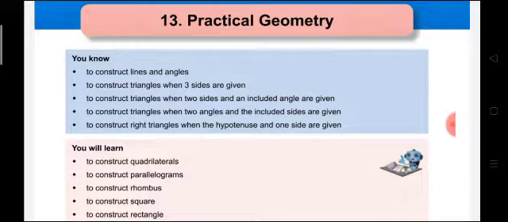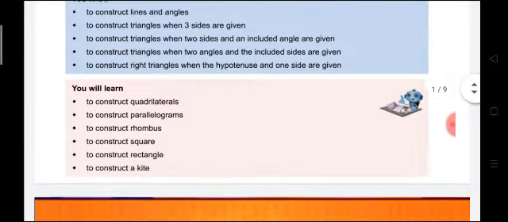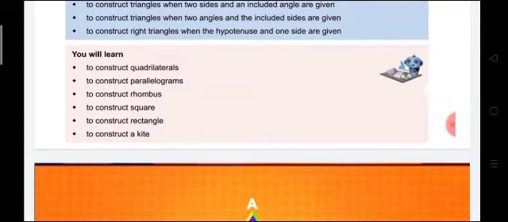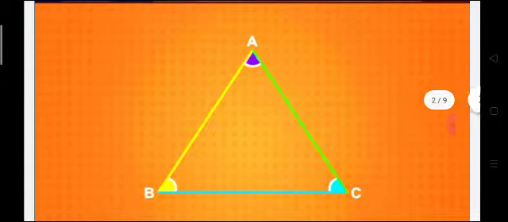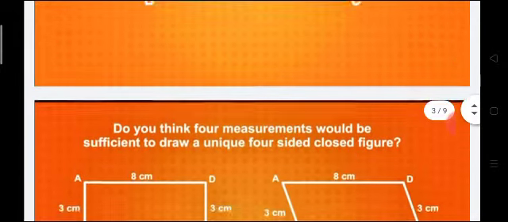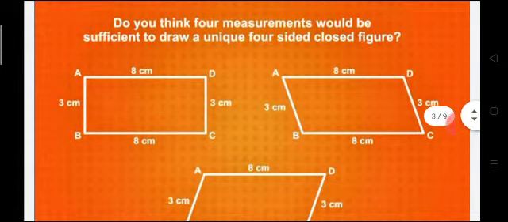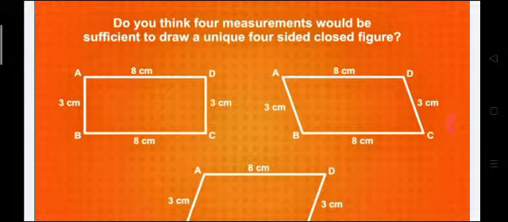Let us see with the triangles. In the 7th standard we learned about construction of triangles. If we have 3 sides we can construct a unique triangle. Okay. So now we will see about construction of quadrilaterals. Do you think 4 measurements would be sufficient to draw a unique 4-sided closed figure, that is a quadrilateral?